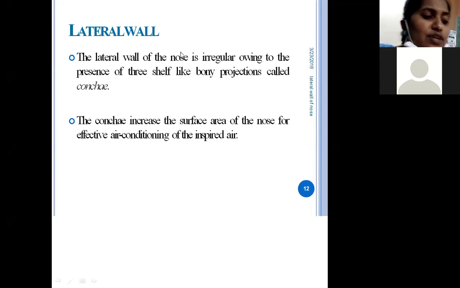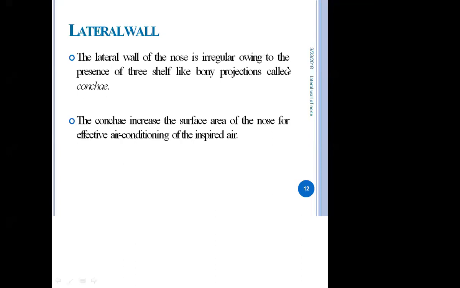The lateral wall of the nose is irregular owing to the presence of three shelf-like bony projections. They are called conchae. In the lateral wall, the most important things are these three shelf-like bony projections, the conchae. What is the function of these conchae? They increase the surface area of the nose for effective air conditioning of the inspired air.